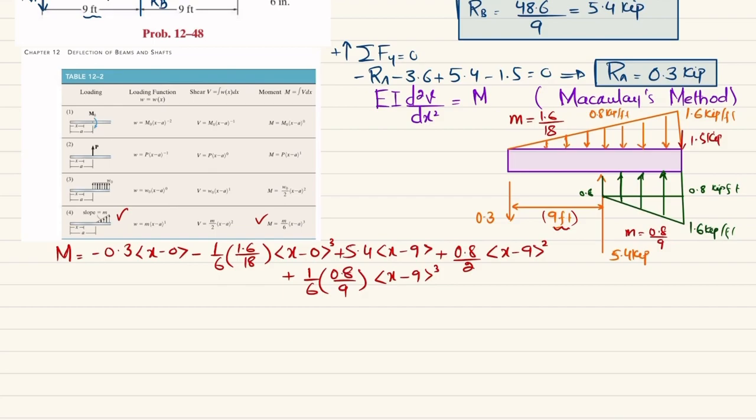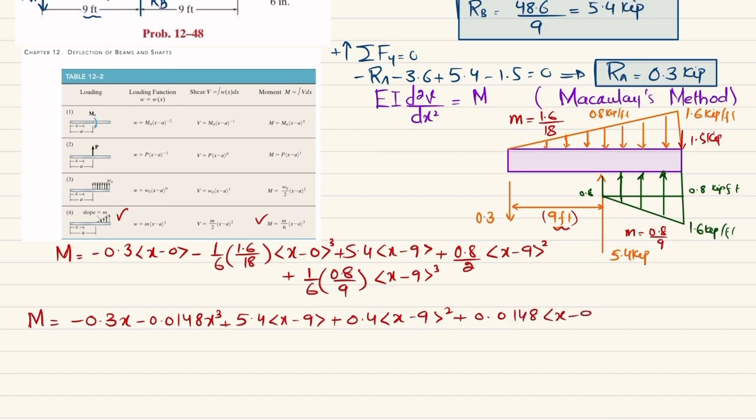So this is your moment equation, and if you simplify this moment equation, you will get minus 0.3 times x minus 0.0148 x cube plus 5.4 into x minus 9 and plus 0.4 times x minus 9 square plus 0.0148 into x minus 9 cube. So this was the most difficult step in this problem. This is your equation number A.